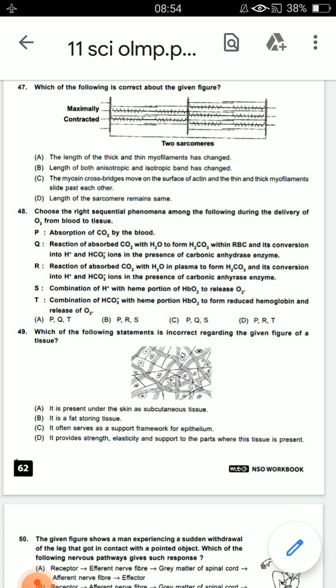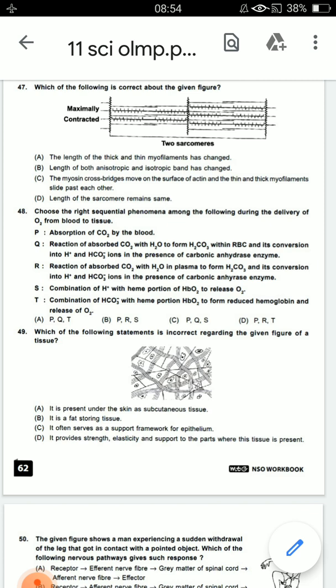Question number 48 is from the biology section. Choose the right sequential phenomena among the following during the delivery of oxygen from blood to tissue. Options in the form of P, Q, R, S, T are given, and then the correct sequence should be taken in option A, B, C, or D. So out of P, Q, R, S, T, we need to choose the correct sequential phenomenon. Option P: absorption of carbon dioxide by the blood.